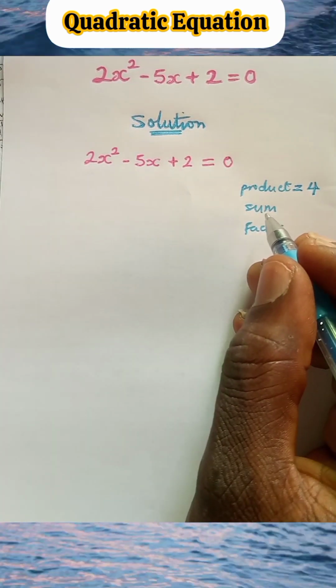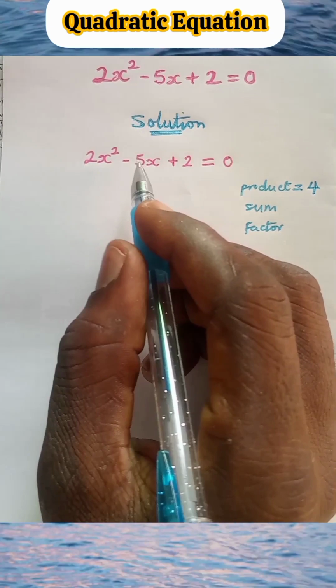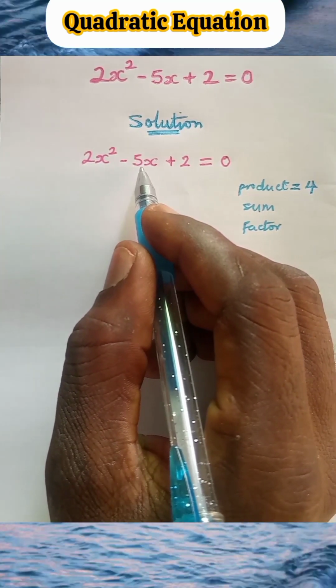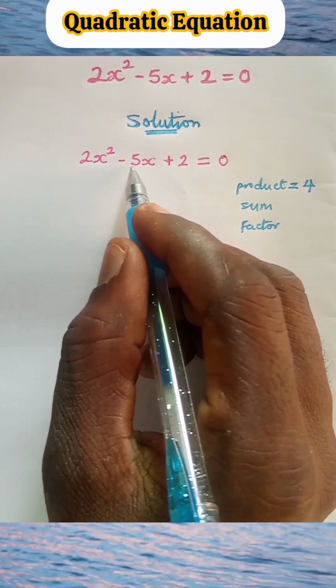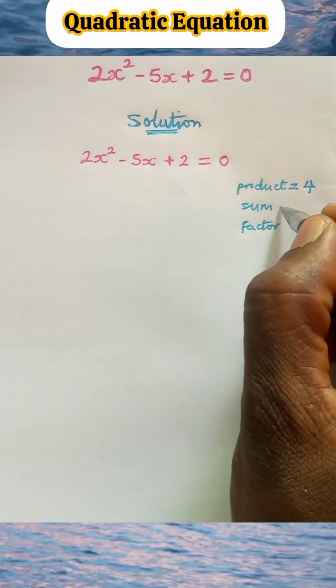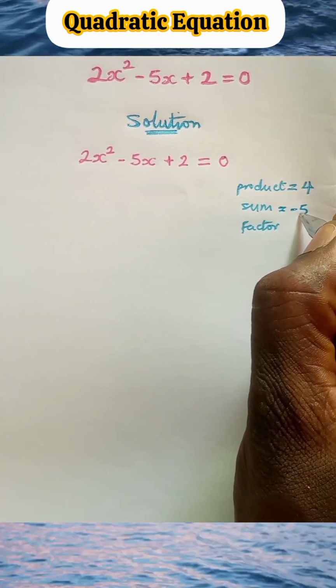Next is sum. What is sum? Sum simply refers to the coefficient of the second unknown, the unknown without the square. In this case, our sum is -5. So sum here is -5.